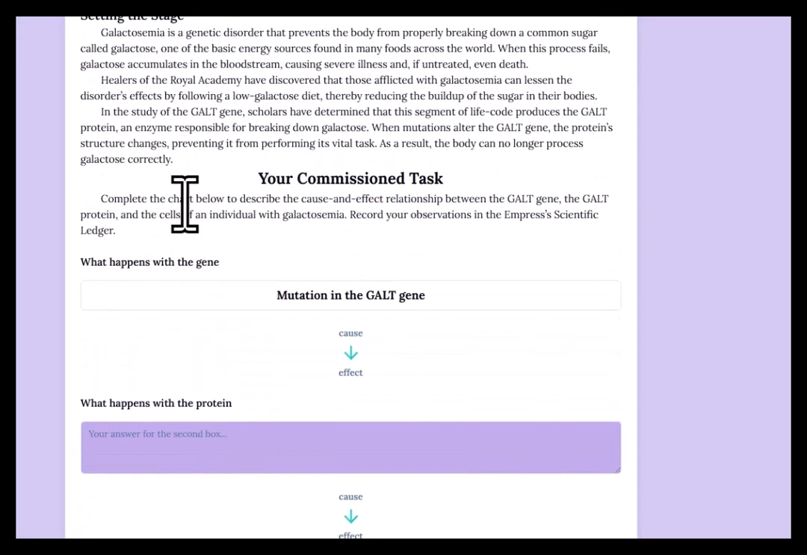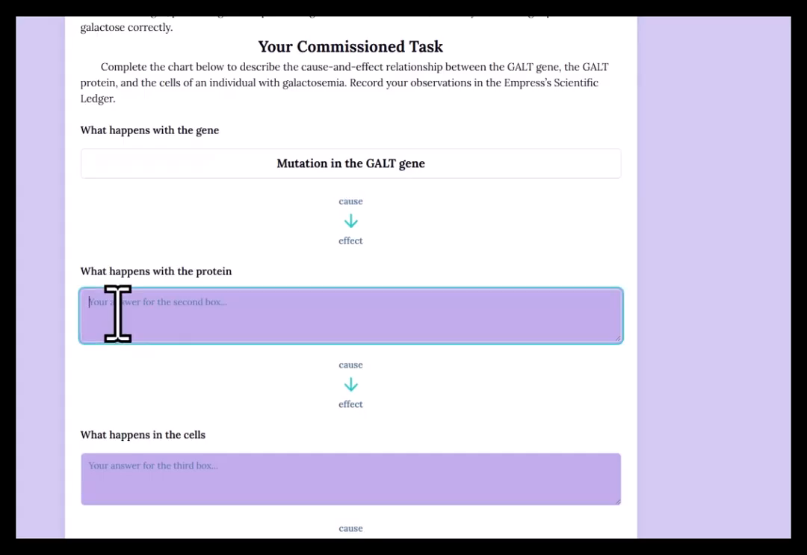So this first part is like a flow chart. So what happens with the gene? Let's say there's a mutation in the gene. That's the cause. What's the effect? So what happens to the protein that is built from a mutated gene? If there's a mutation, then the protein's going to be built wrong. It's going to be built incorrectly.